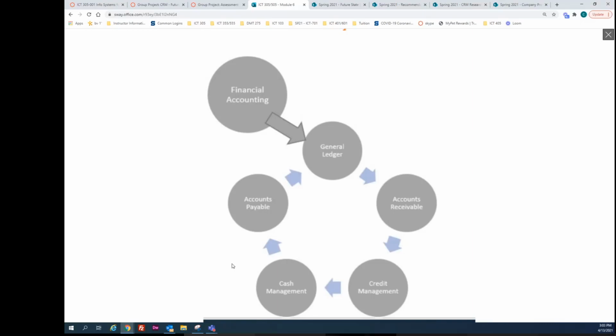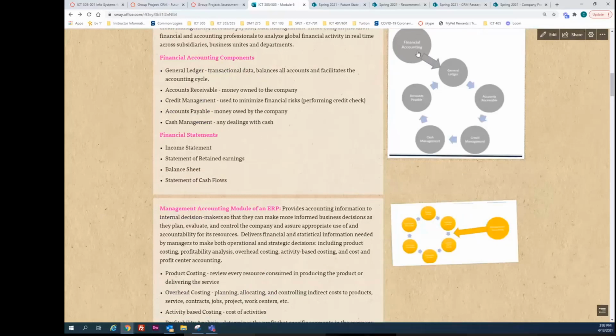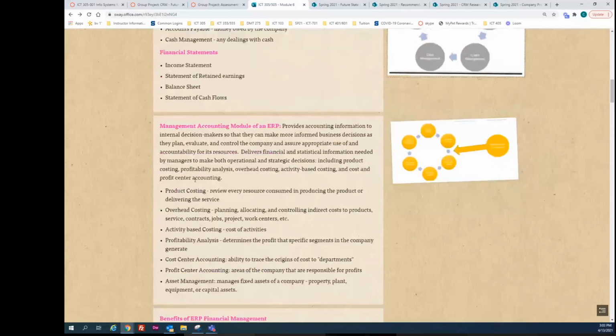Where management accounting differs a little bit, this could be a separate module or it could be part of the financial management module with the financial accounting. But essentially how this differs is it's really providing information for internal decision makers. So if you think about a company has lots of different departments. Let's say we have a company where one part of the department makes rubber bands, one part makes rubber bouncy balls, and one of them makes slime.